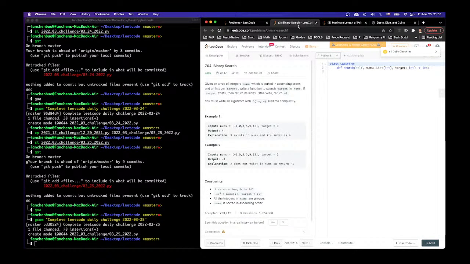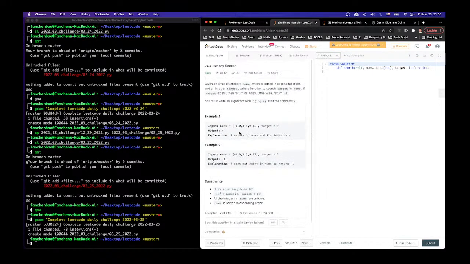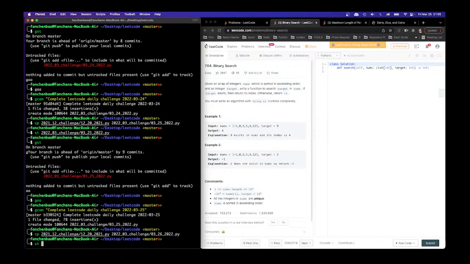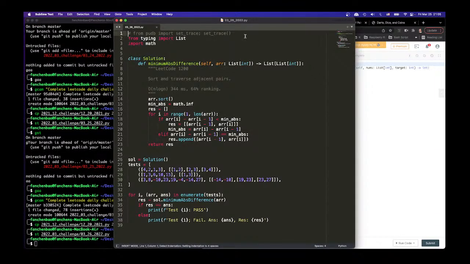Sorted ascending and a target. Search target in nums. If it exists, return the index, otherwise return -1. Yeah, this is just binary search. Nothing too special. That means we can do the other problem that we've had open for a long time, maybe 4 days. But I got a chance.